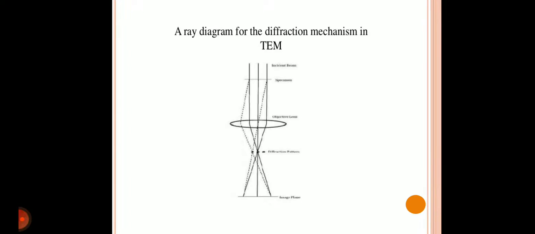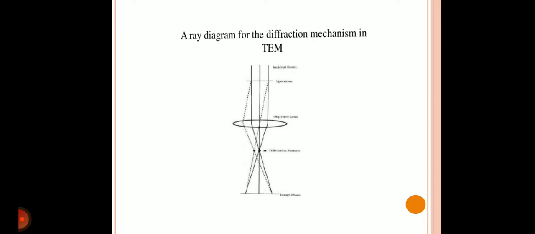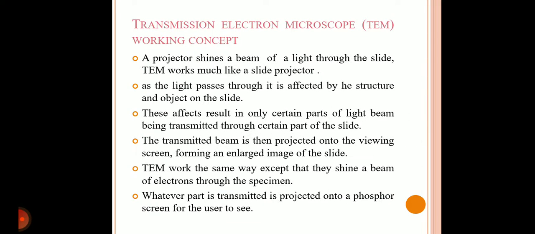Next is a ray diagram of the diffraction mechanism in TEM. Transmission electron microscope working: a TEM works much like a slide projector. A projector shines a beam of light through the slide. As the light passes through, it is affected by the structure on the slide. These effects result in only certain parts of the light beam being transmitted through certain parts of the slide. This transmitted beam is then projected onto the viewing screen, forming an enlarged image of the slide.